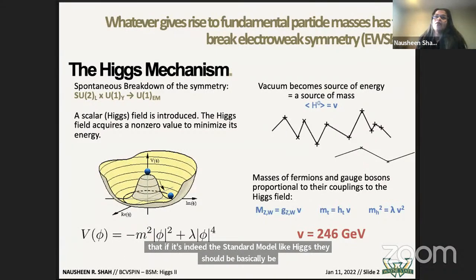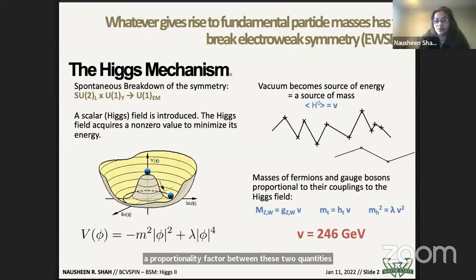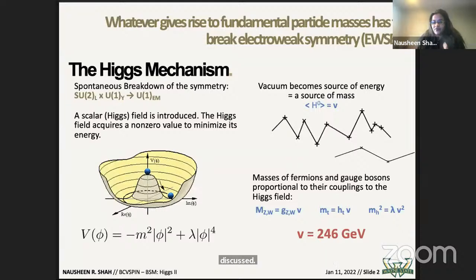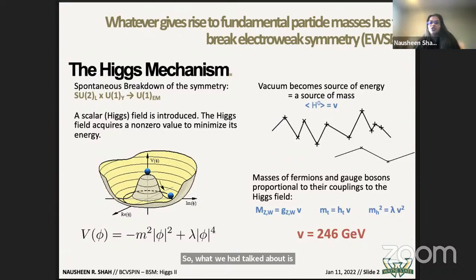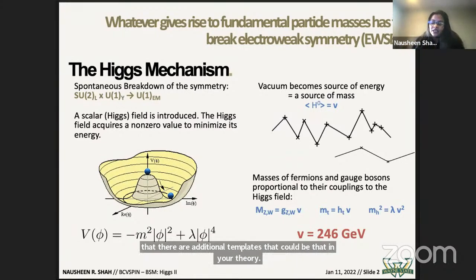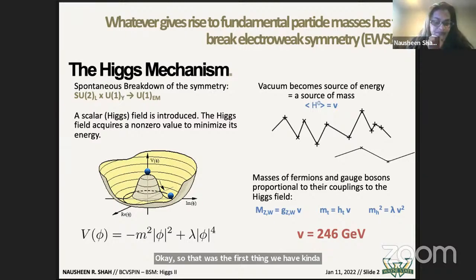So now if you want to add additional states, additional scalars, doublets and singlets is what we briefly discussed, you have to be able to reproduce the same phenomenology, right? So what we had talked about is this phenomenon of alignment in which you get a standard model like Higgs, which does all of this stuff, even though there are additional doublets that could be there in your theory, okay? So that was the first thing we had kind of talked about.